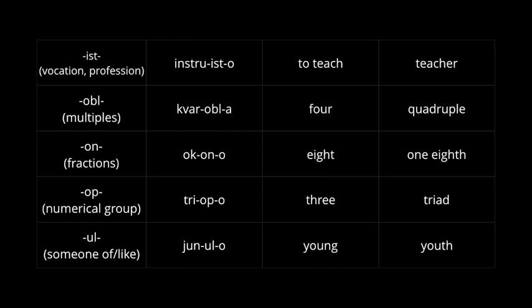Ul is someone who is of the quality or like the thing you're describing. So a junulo is somebody who is young, a youth. Not to be confused with youth as in the abstract quality of youthfulness, which would be juneco.